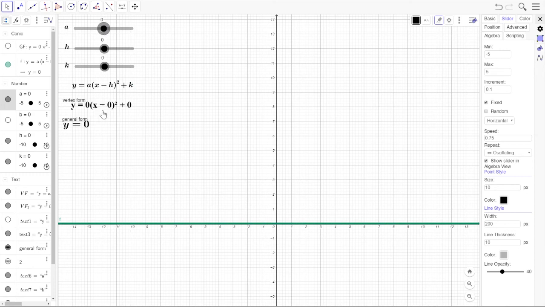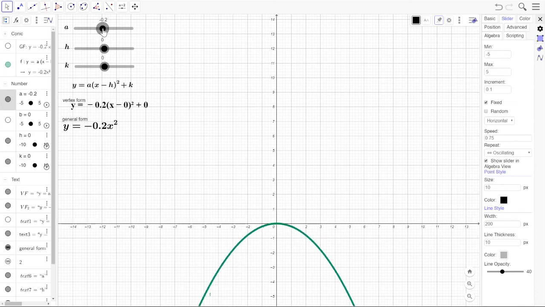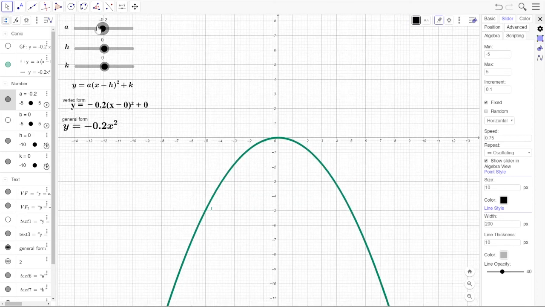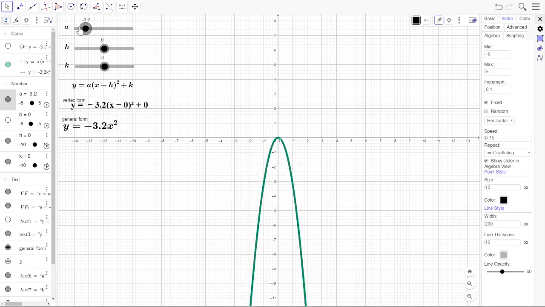Kapag naging 0 yung a natin, sabi na natin dati, yung a natin cannot be equal to 0. Kapag naging 0 kasi yung a, nawawala na yung quadratic term, kasi 0 times x squared ay 0. So, hindi siya pwedeng maging 0. But pwede siyang maging negative. Tama nga naman kanina, kapag negative yung a natin, yung parabola ay opens downward. So, ganun lang yung effect.